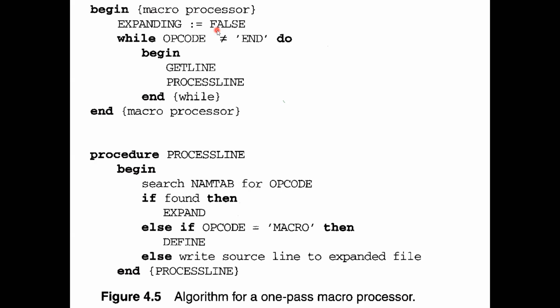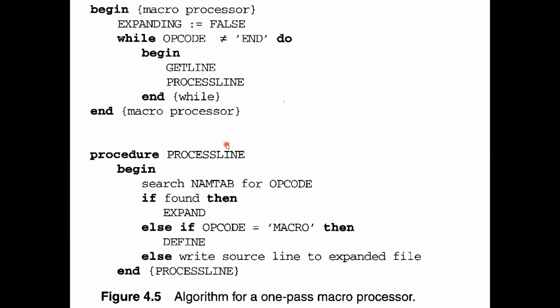Okay, we're going to define expanding to false because we need to define a macro before we can expand one, right? And we're going to go into this while loop. While we're not at the end assembler directive, we're going to call getLine, and then we're going to call process line. GetLine is going to read a line of code, and then we're going to call process line to actually do the work. GetLine's pretty straightforward. We're just going to read a line of assembler code, and we're just going to do that till we get to the end. At that point, we'll break out of this loop and we're out of the macro processor.